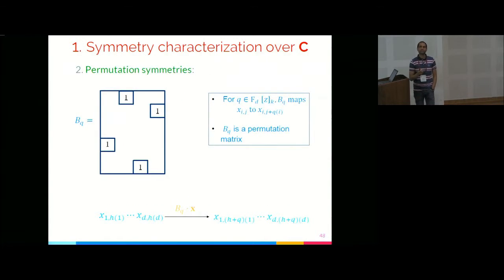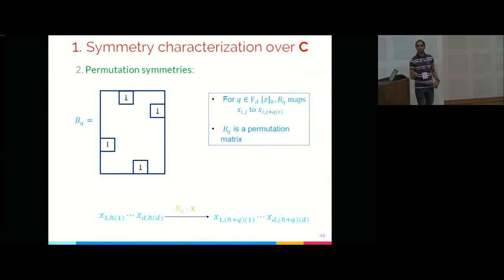This is the symmetry of the second kind. These are called permutation symmetries. You pick a univariate polynomial q from the set F_q[z] of degree at most k. Recall that this was the set of all univariate polynomials with degree at most k over the finite field. Now you define the matrix such that when you multiply it to the vector of your variables, the variable x_ij gets mapped to x_ij plus q_i. And it is easy to check that this is a permutation matrix.